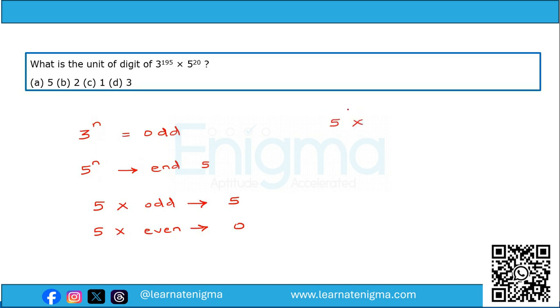And 3 raised to 195 means it is an odd number. So 5 times an odd number means it will end with 5. That means the units digit, or the last digit, will be 5. So the answer will be option A.